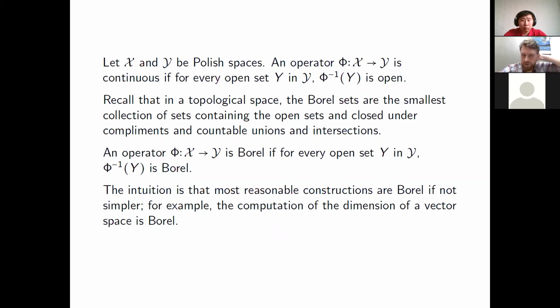And the intuition is that if you have some kind of reasonable construction, it is probably going to be Borel, if not even simpler. A lot of reasonable constructions are actually continuous. For example, the computation of the dimension of a vector space is a Borel operator that takes a vector space to its dimension. So we're going to think of Borel sets as being relatively simple, relatively concrete sets. We're going to think of Borel operators as being relatively concrete operators between topological spaces.